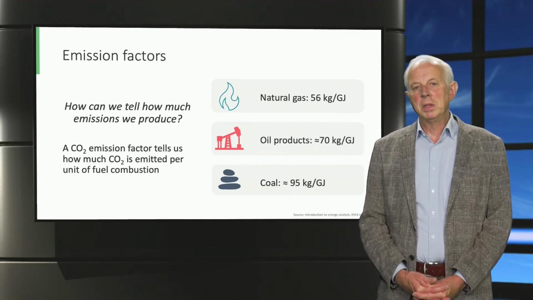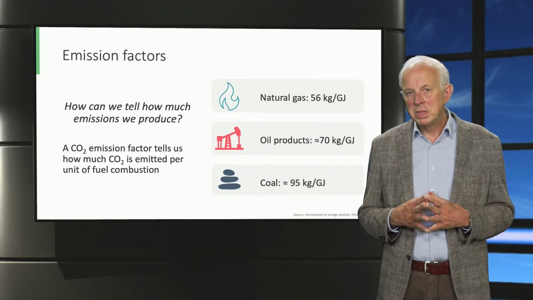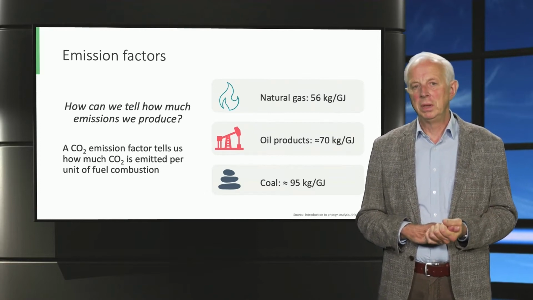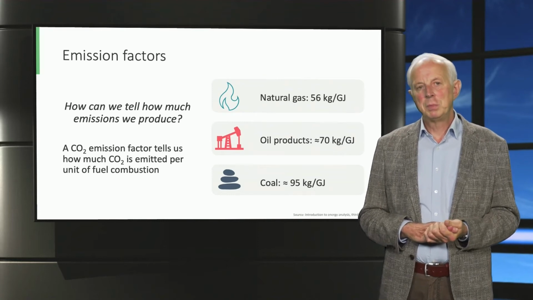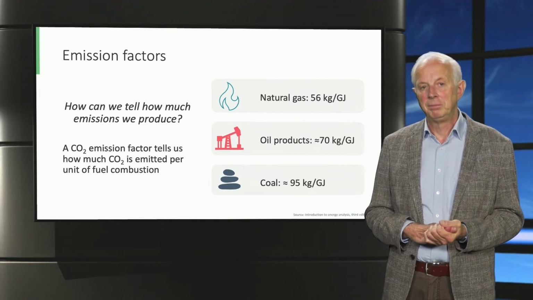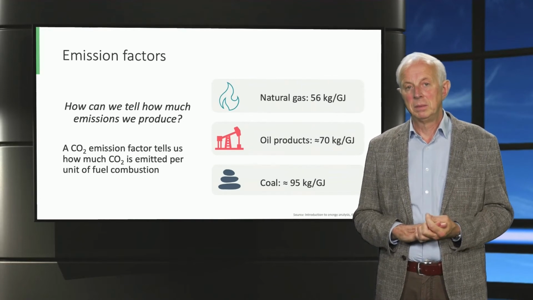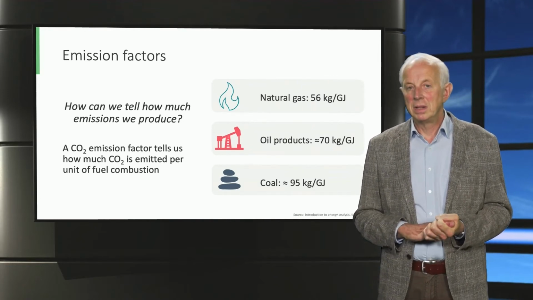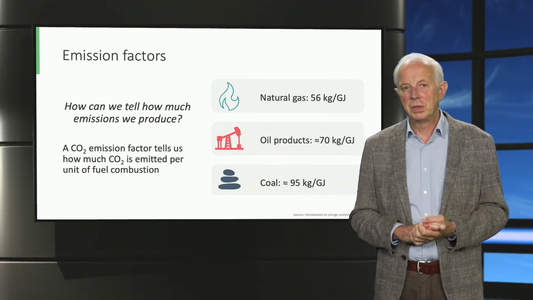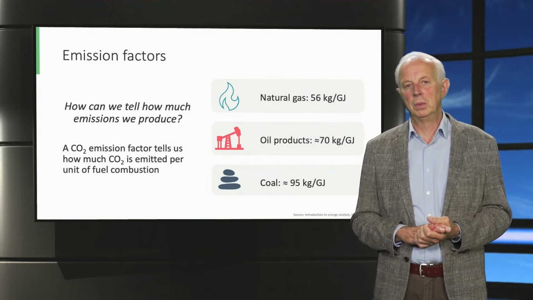To calculate the emissions, we first must grasp the concept of an emission factor. An emission factor tells us the amount of emissions produced from the combustion of one unit of energy. It is expressed, for example, in kilograms of CO2 per gigajoule of energy. We have already seen that various energy carriers have different energy contents, and also different emission factors. The emission factor for natural gas is lowest, at only 56 kg of CO2 per gigajoule.